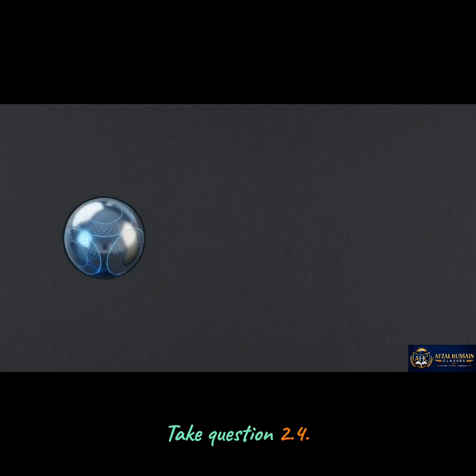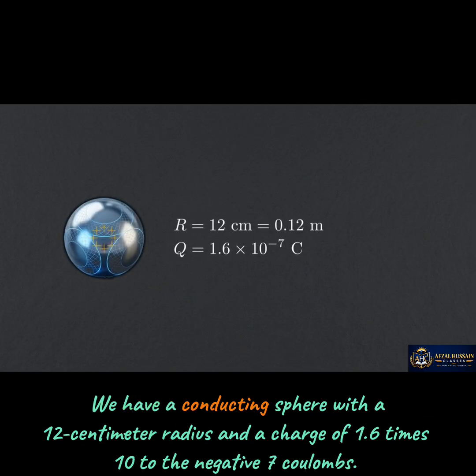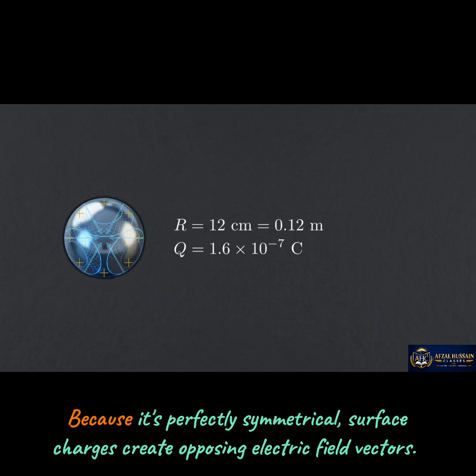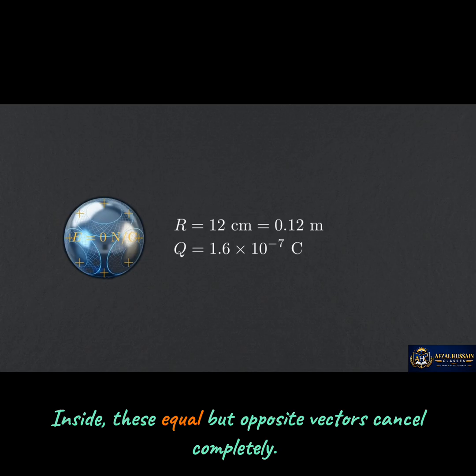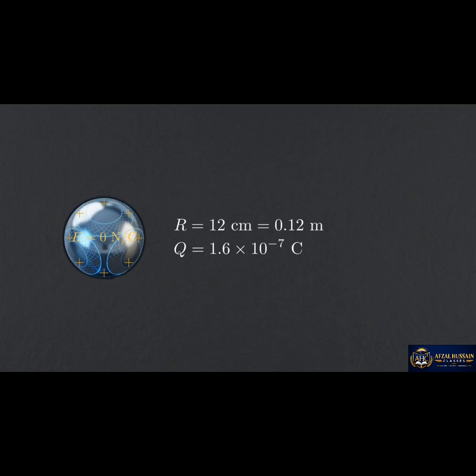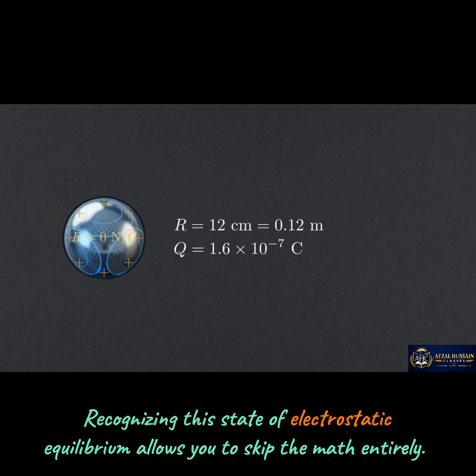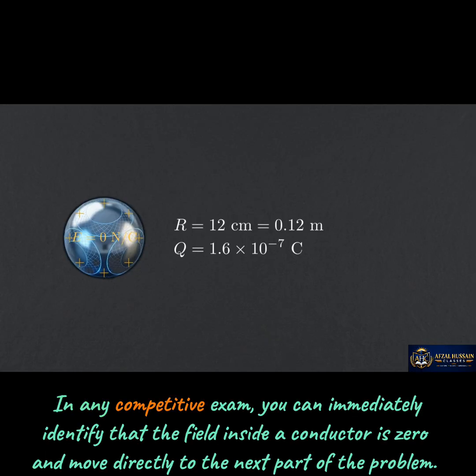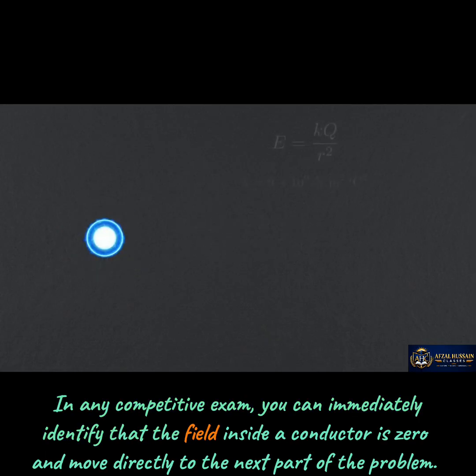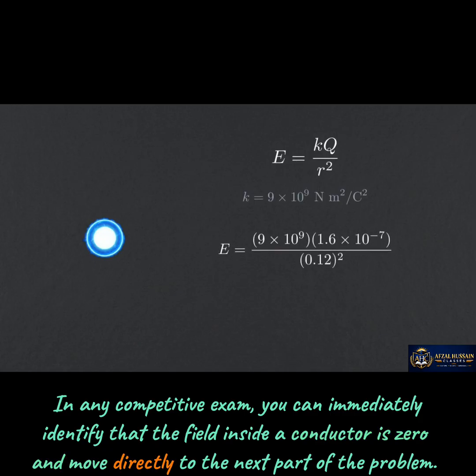Take question 2.4. We have a conducting sphere with a 12-centimeter radius and a charge of 1.6 times 10 to the negative 7 coulombs. Because it's perfectly symmetrical, surface charges create opposing electric field vectors. Inside, these equal but opposite vectors cancel completely. Recognizing this state of electrostatic equilibrium allows you to skip the math entirely. In any competitive exam, you can immediately identify that the field inside a conductor is zero and move directly to the next part of the problem.